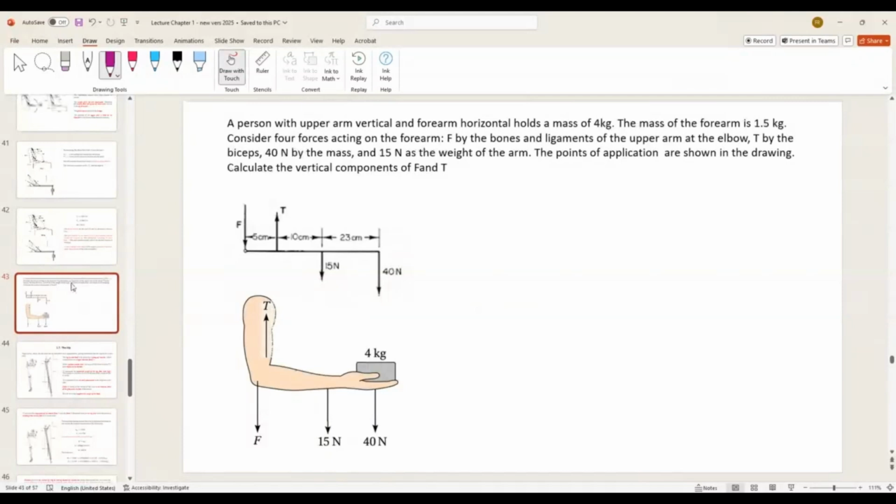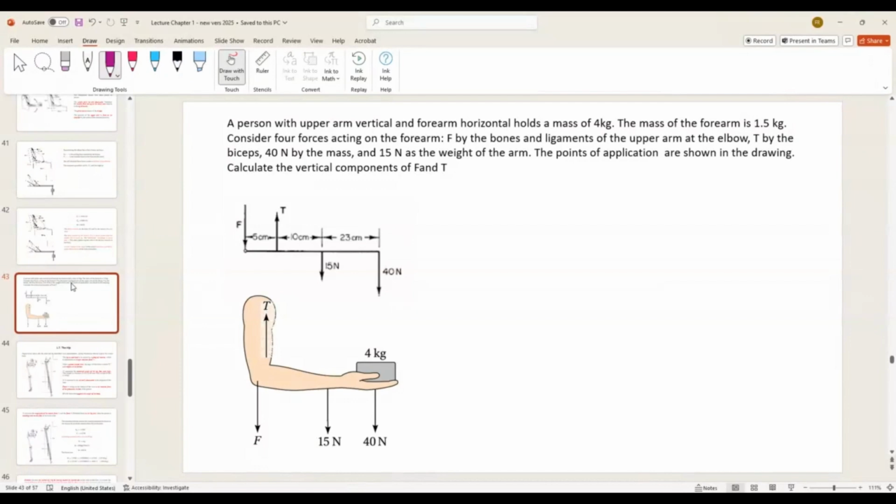A person with upper arm vertical and forearm horizontal holds a mass of 4 kilograms. The mass of the forearm is 1.5 kilograms. Consider 4 forces acting on the forearm.